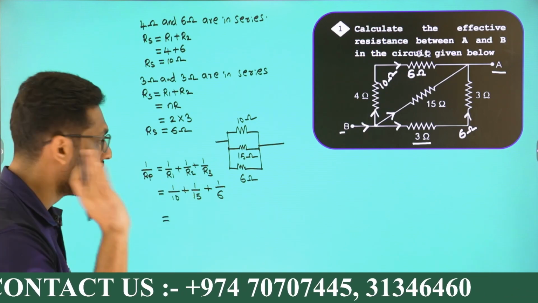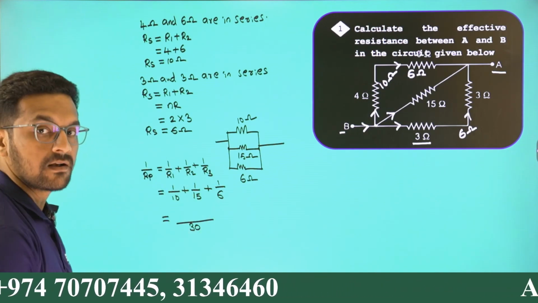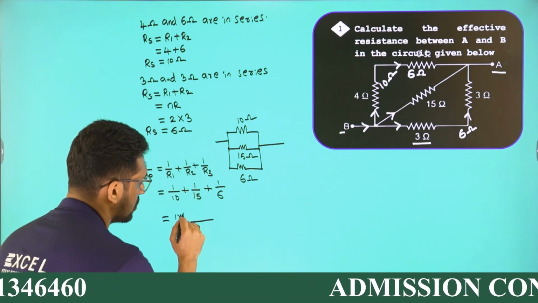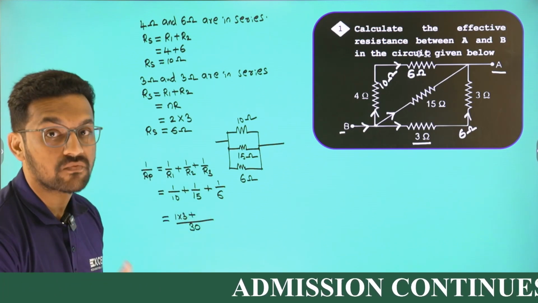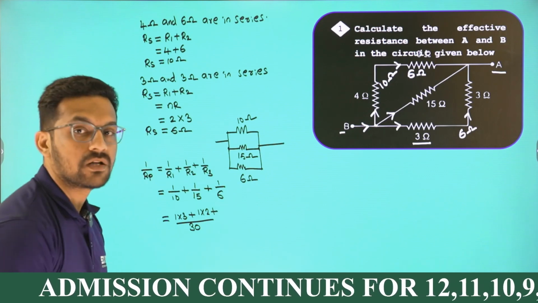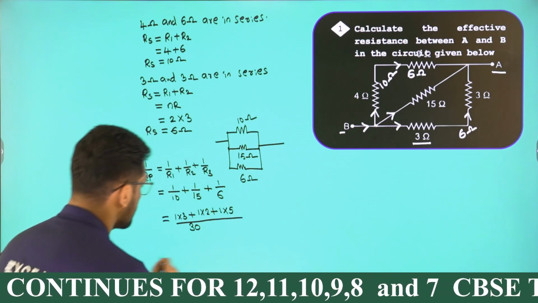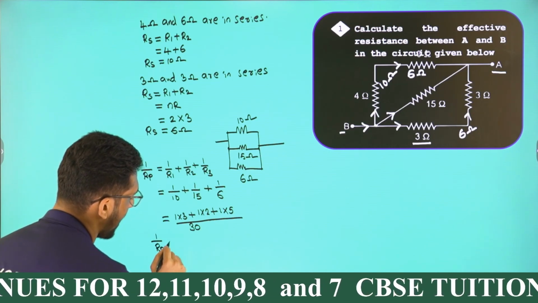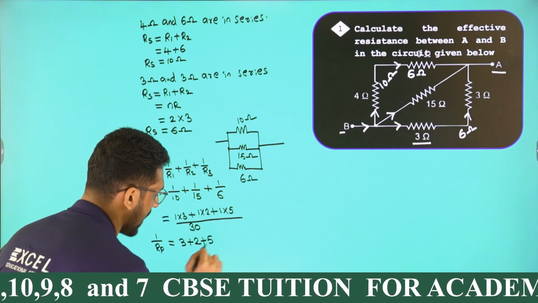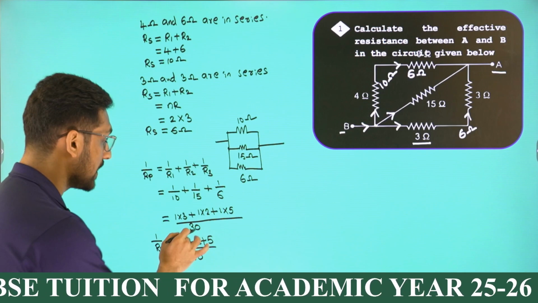What is the LCM? 30 will be the LCM. How to get 30 from 10? Into 3. So 1 into 3 plus, how to get 30 from 15, into 2. That means 1 into 2 plus, how to get 30 from 6, into 5. So 1 into 5. So 1 by RP can be written as 3 plus 2 plus 5 divided by 30. 5 plus 3, 8 plus 2, 10.